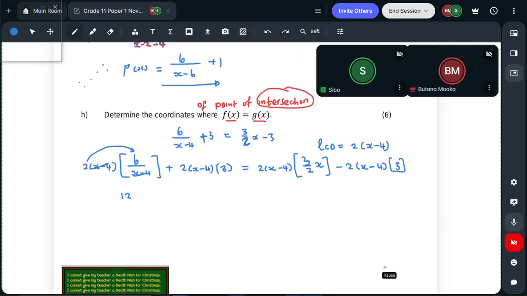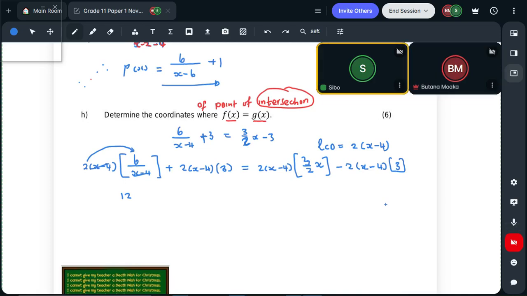Should we not put everything over the LCD? No, we only do that if it's an expression. This is an equation. If it's an expression, that's where you divide everything by your LCD. But this is an equation. We can't do that. Are you happy? Yes. Should I continue?